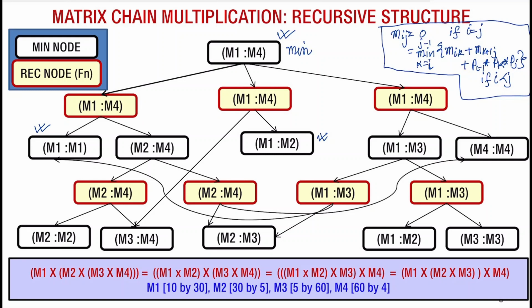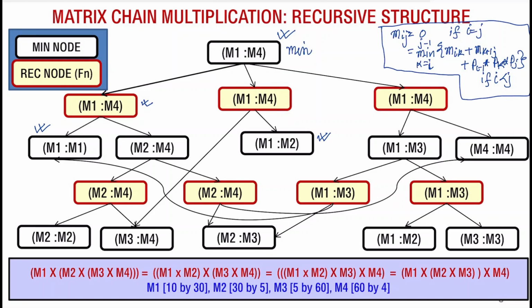I have shown these also as base nodes because M12 will be done as M11 plus M22 plus P0 into P1 into P2, and since M11 and M22 are both zeros, I have left it like this, because this is also like a base node. The others are what are called recursive nodes. The red ones are all recursive nodes.